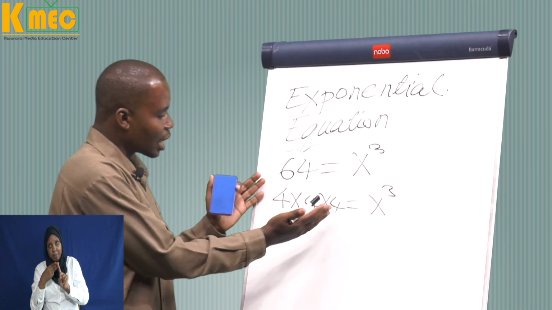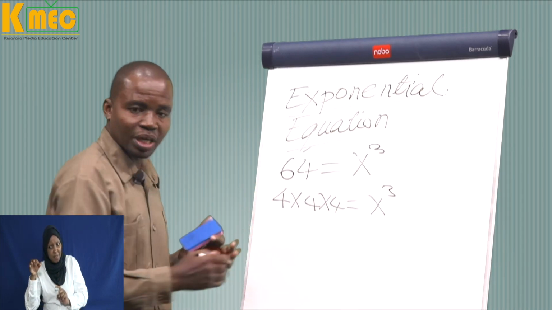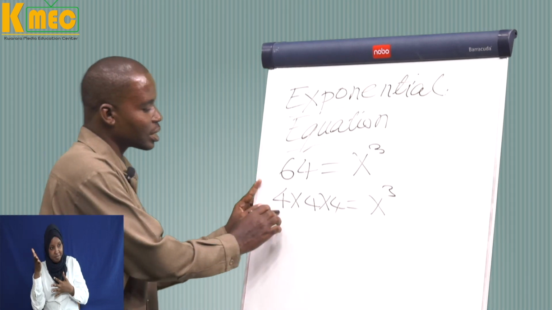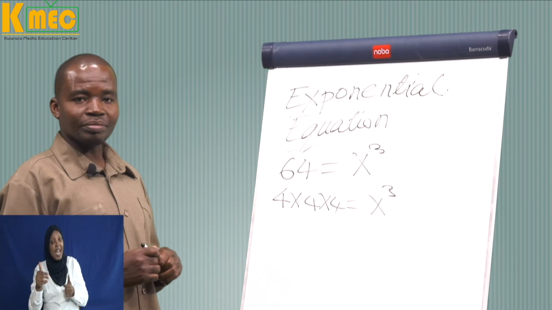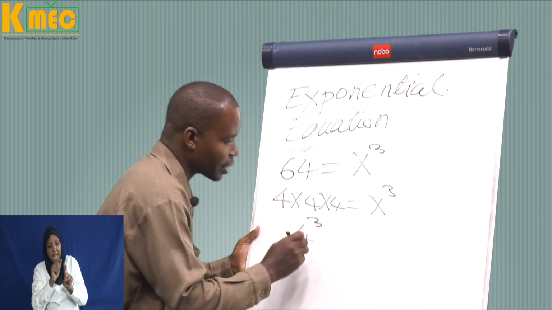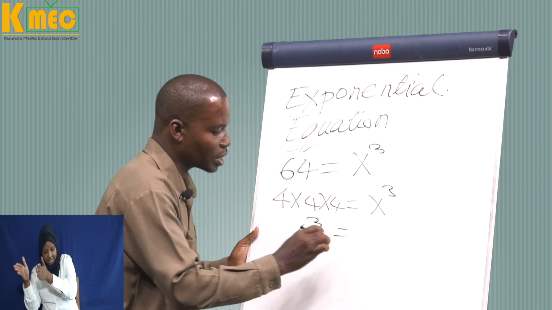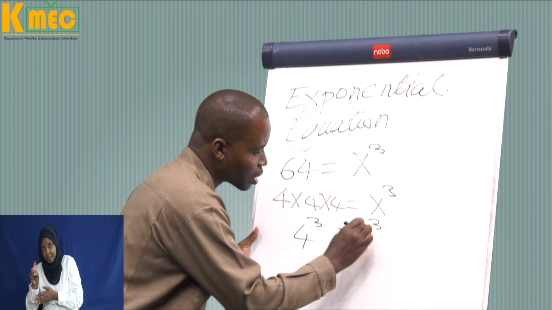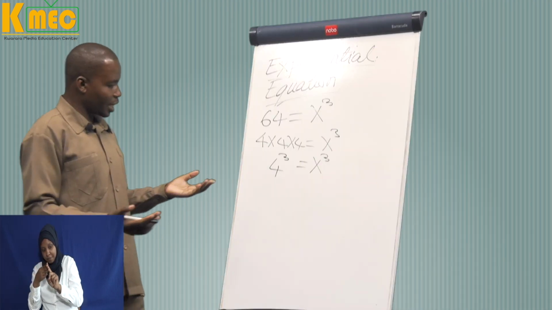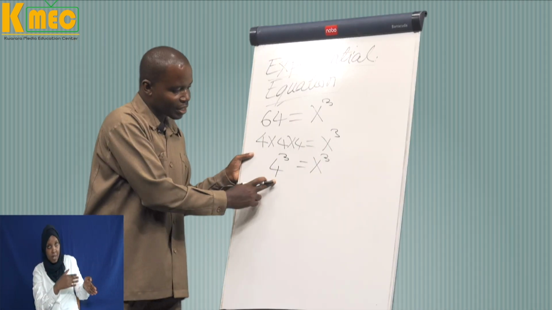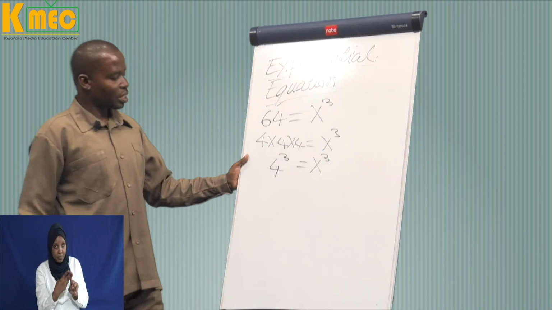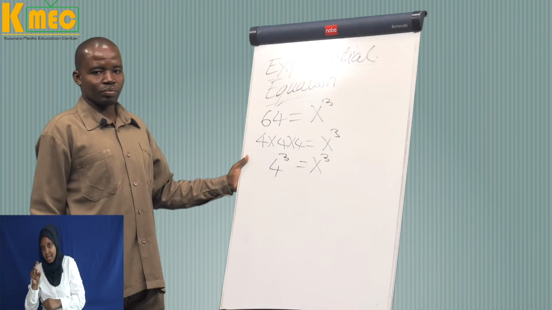Who can tell me how I can write 4 times 4 times 4 into exponent form? Okay, good. It is 4 exponent 3, and on the other side of the equation we have x cubed. Very good. So when we compare, we see that 4 cubed is equal to x cubed.